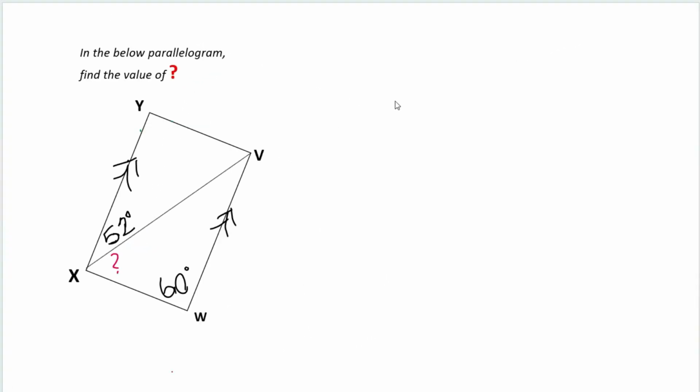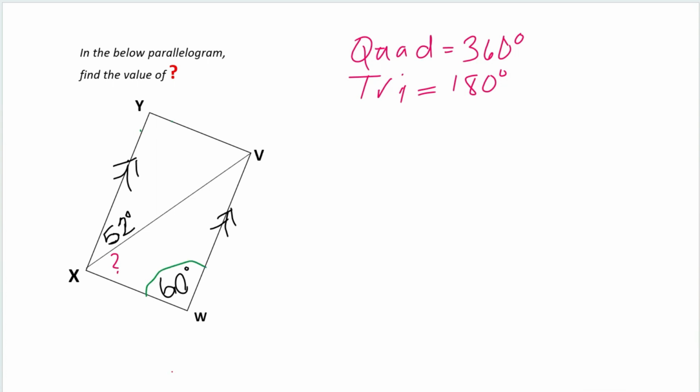So what do we know? The degree of quadrilaterals is equal to 360 degrees. We also know that triangles are equal to 180 degrees. So in a parallelogram, we know that opposite angles are equivalent. So if this angle is 60, the y angle, which is the opposite, is 60. We can see that we have two angles of a triangle. So we know the three angles of a triangle have to equal 180 degrees.